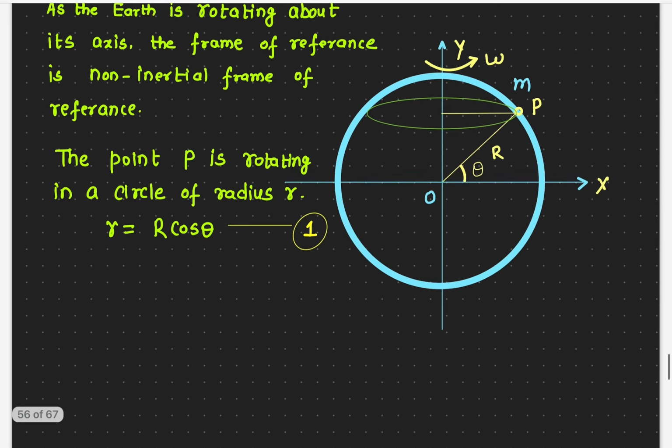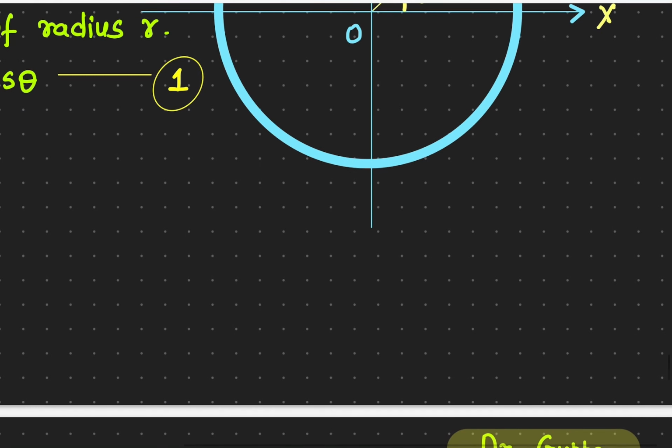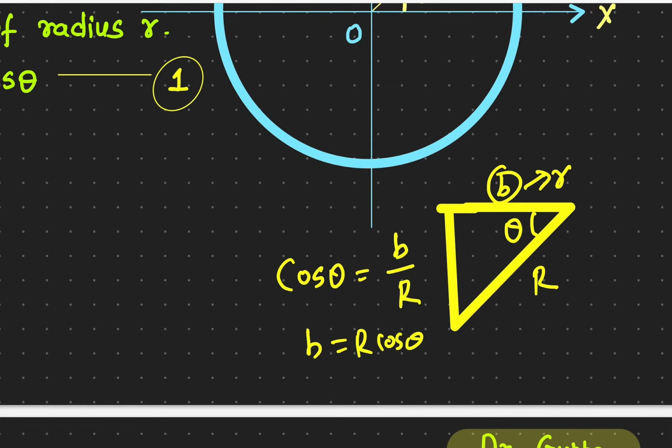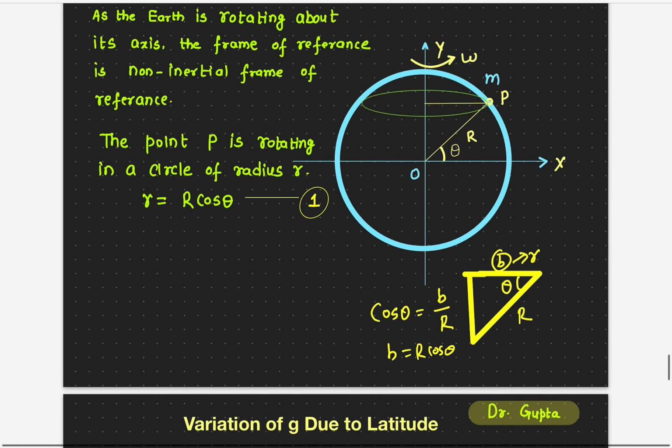Or what you can do, you can draw a triangle. So let's call this angle theta, this is r, and if I have to look at the cosine, what would be the value of cosine? Cosine is the base divided by the hypotenuse, which is r. So base, which is this b, or that is in fact the radius of the circle, would be r cosine theta. So this is how we get the radius of the circle here. So let me clear this one.